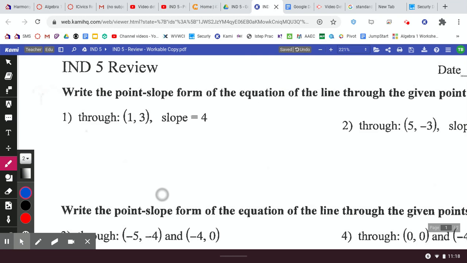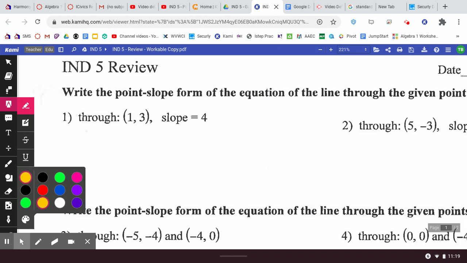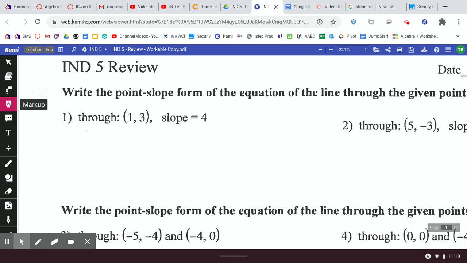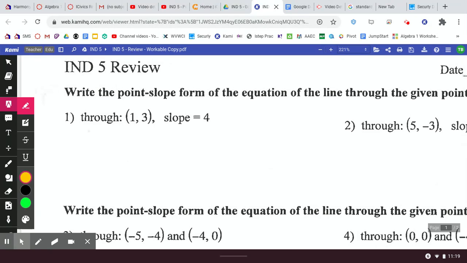So the first thing you want to do is, more than any other indicator in math, this indicator's instructions are extremely important because every single little section, there's going to be a different form you're being asked to get to. So you really want to pay attention. So I like to mark it up in some way. So I'm going to put my little yellow highlighter here. So I like to either underline it or highlight it or whatever you need to do.